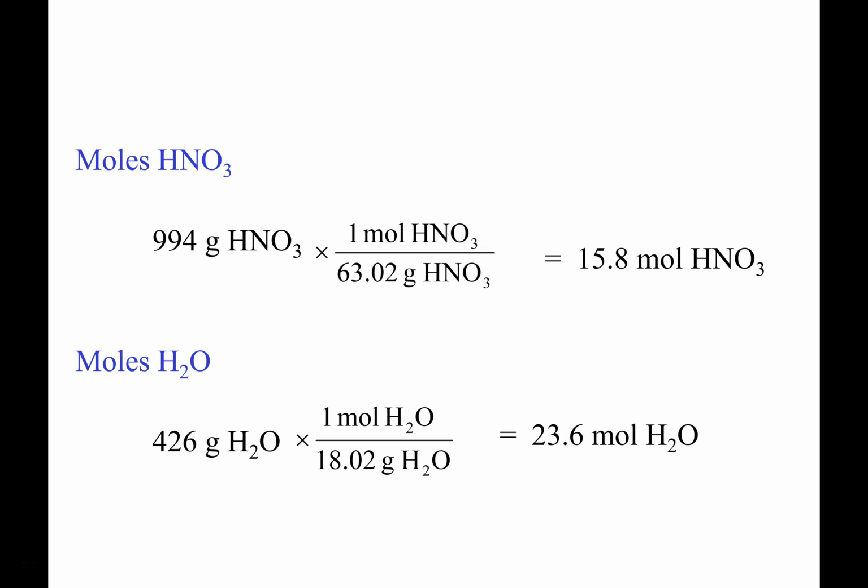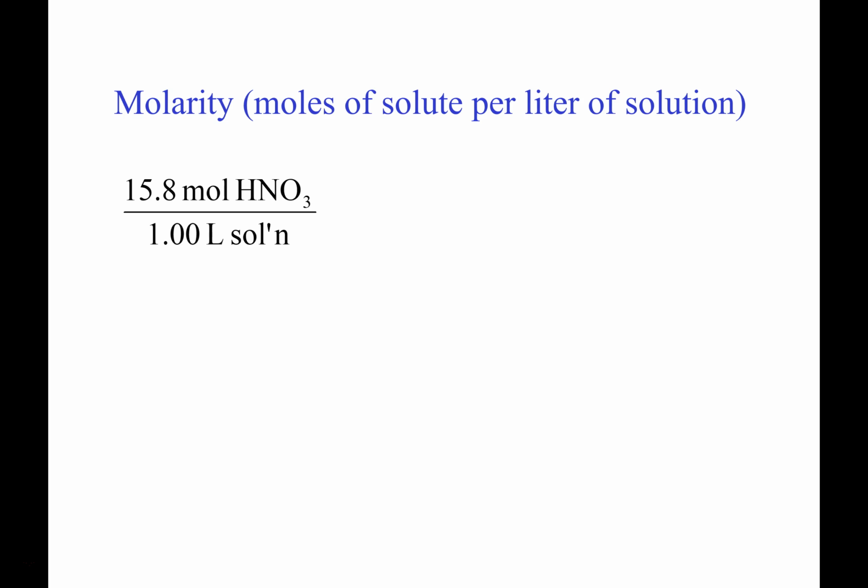So this one's pretty easy because our basis was 1 liter of solution, right? So all we got to do is take those moles divided by, 15.8 moles divided by 1.00 liters of solution, because that was our basis. That's probably the easiest. Give yourself 3 sig figs and you get, not so surprising, 15.8 moles per liter, 15.8 moles of HNO3 per liter solution.